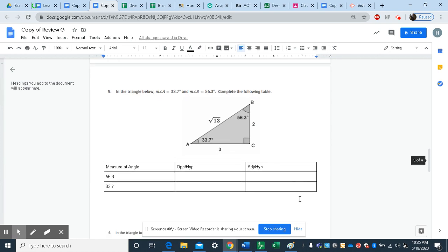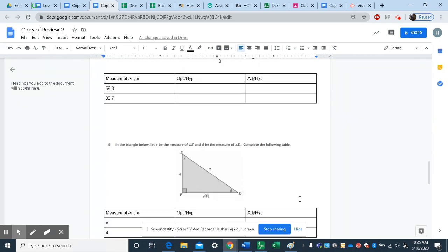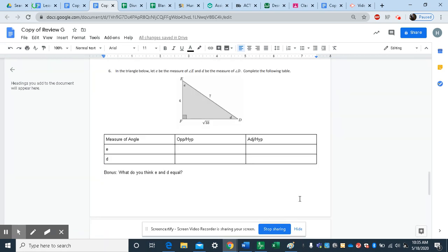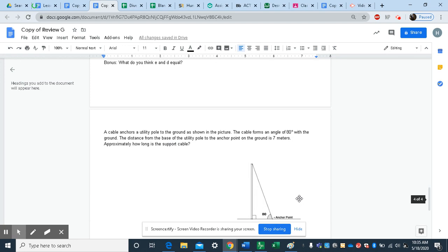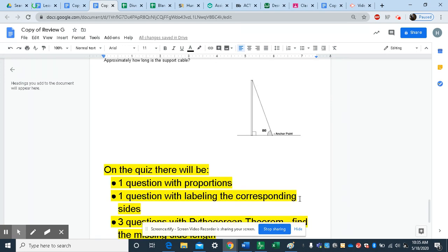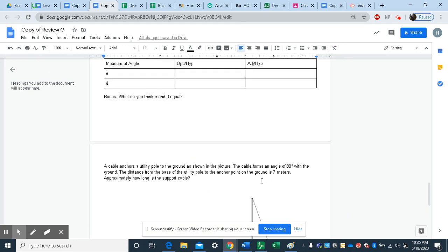Okay, so we're going to do this top chart together, and then this bottom chart I'm going to leave for you to do on your own as practice material. Okay, and then we'll do this bottom problem together.